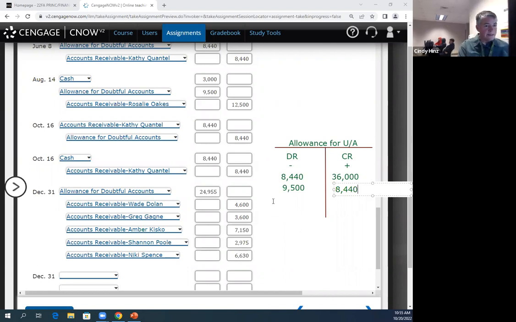What happened next? On December 31st, we wrote off that series of accounts and we wrote them off to the allowance. So we debited the allowance for a total of $24,955. So those are all the transactions that happened in this account during the year.